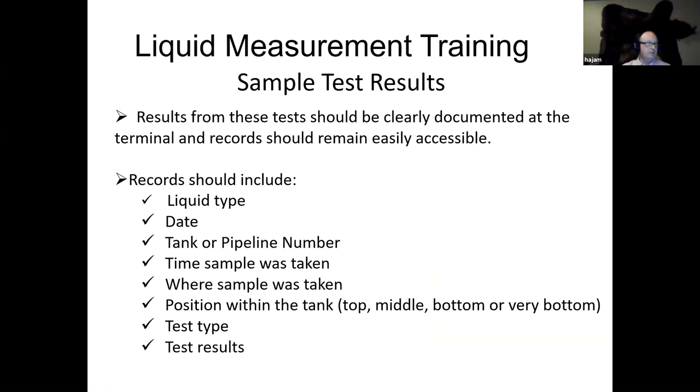Okay, so you need to clearly document your test. You want to make sure that you record the type of crude it is. If you designate your crude by a certain name or nomenclature, make sure you note that. Note the tank that it came out of, or the tank that you took the sample from. I'm sure on ships there are multiple tanks, multiple chambers, so each one I'm sure has a number. Record the time the sample was taken and where the samples were taken, what I mean by that being the position in the tank: top, middle, bottom. Also the test type and test results. Record everything you can.